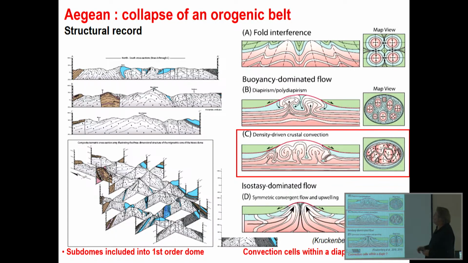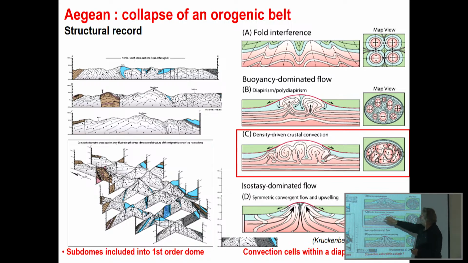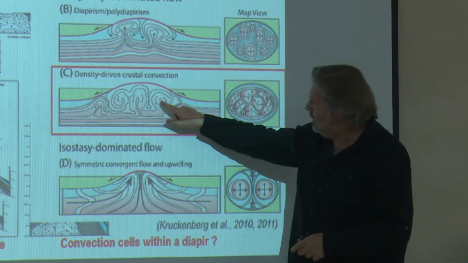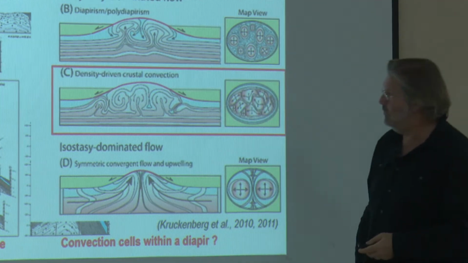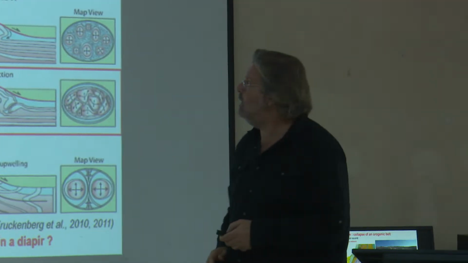So my interpretation is that we have something that looks more like that, with a single envelope for all the subdomes contained, no cross-cutting relationship between the domes. If you had polydiapirs, you'd expect one diapir, and then another one, and then another one. They should be cross-cutting each other. They seem to be sort of concentric. So I think this is a better way to represent it. Okay, so that was the structure into the dome.